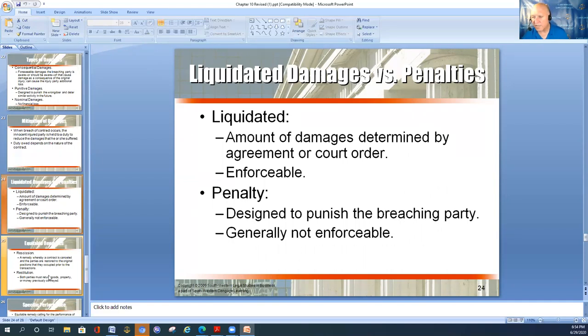Okay, this is the last thing that I want to talk to you about tonight, and that's the difference between liquidated damages and penalties. It's a question of degree. In a contract, you can have a provision that says, if party A doesn't live up to their bargain, then they must pay X. The law says that's fine. You can do that if that's designed to be a replacement for whatever damages you've really suffered.